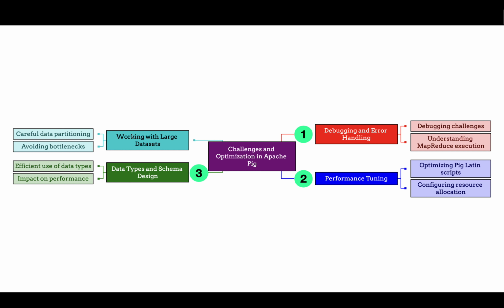3. Data types and schema design. Understanding and effectively using Pig's rich set of data types is crucial for efficient script development. Proper schema design can significantly impact performance. 4. Working with large datasets. Handling large datasets requires careful planning in terms of data partitioning and distribution to ensure efficient processing and avoid bottlenecks.